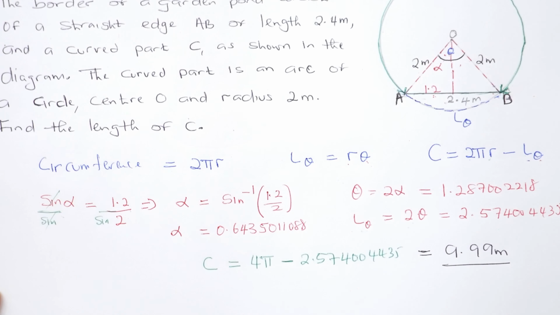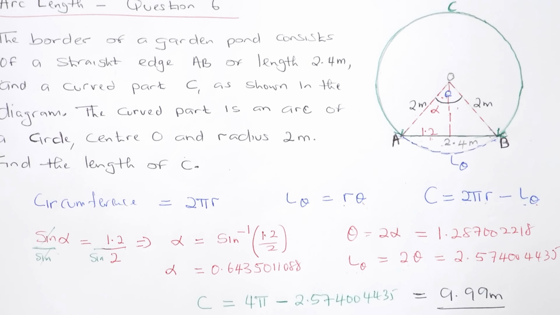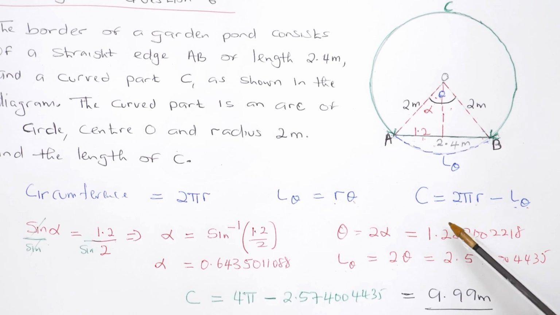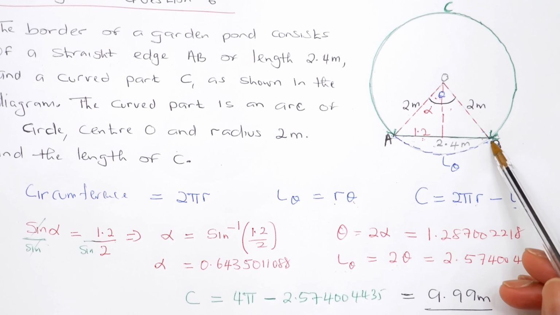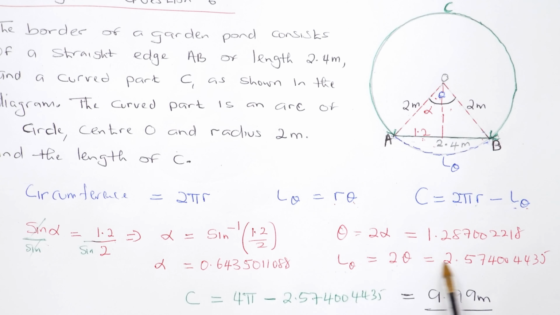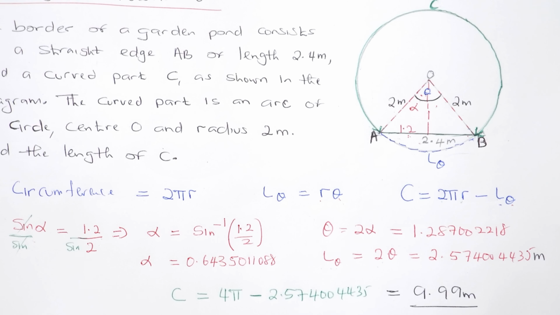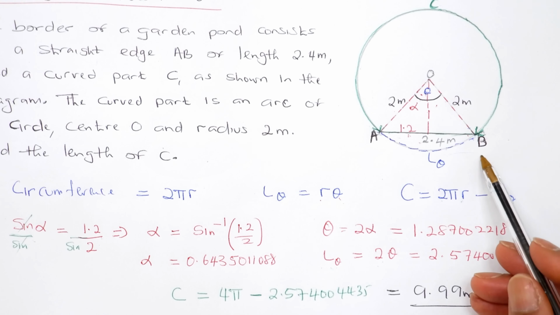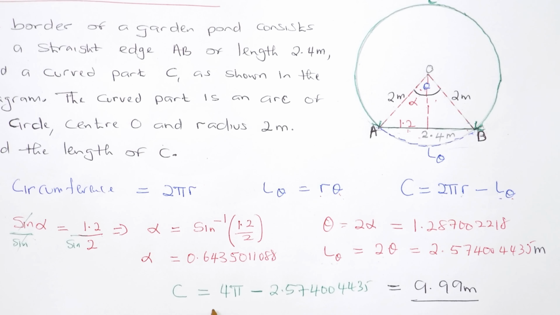So that's the major arc. What I've just done is calculate the major arc, and that's what we're looking for. The minor arc is AB. I had to find the minor arc, which gives me 2.574004435 meters. That's the minor arc, but we need to find the major arc. So the major arc is the part of the garden we're looking for, and that is how we found that.